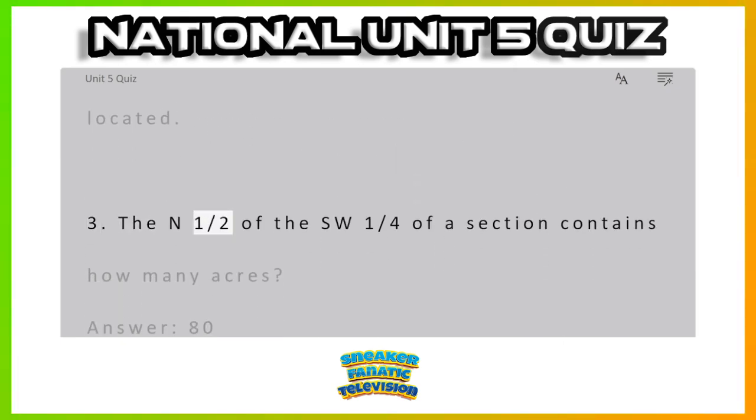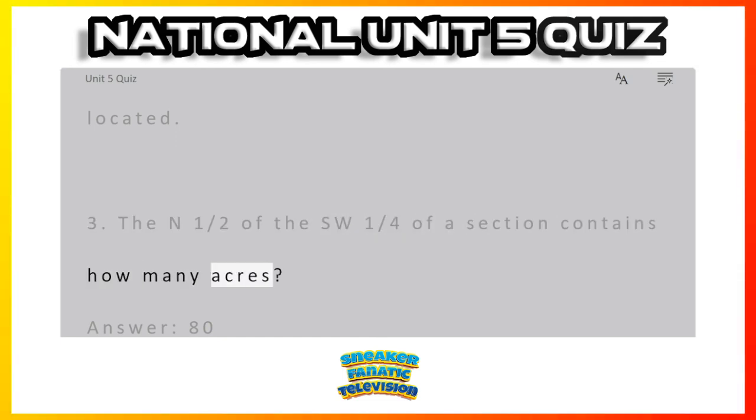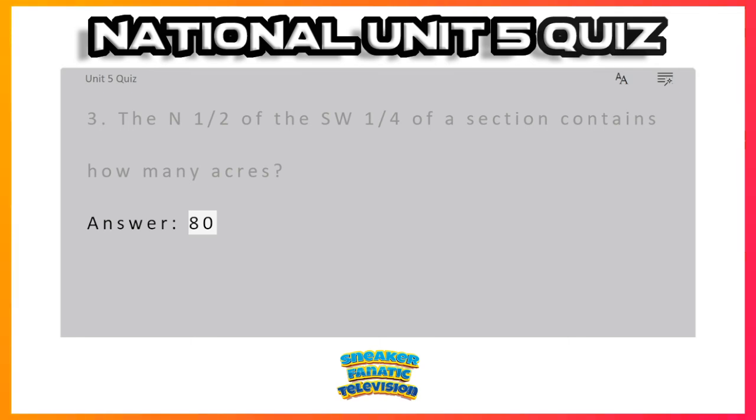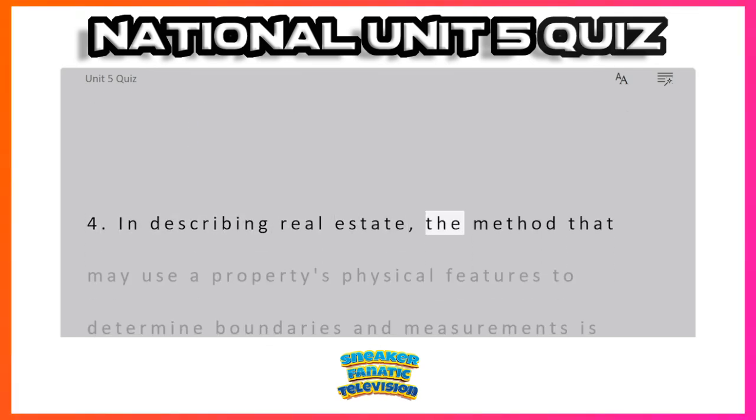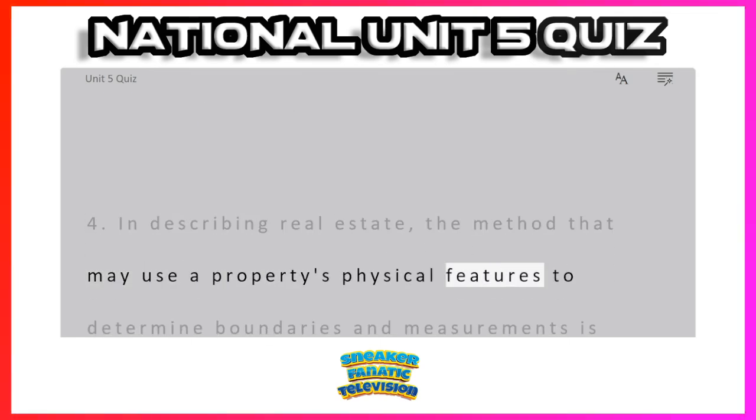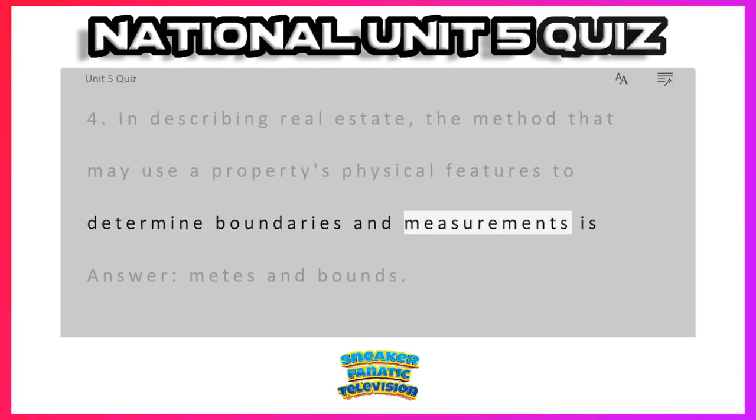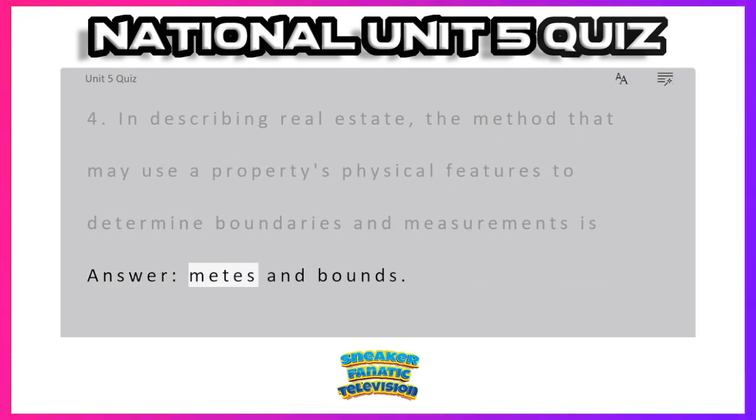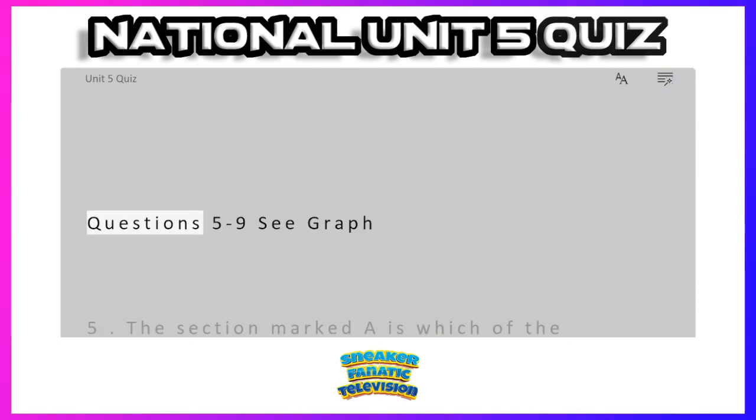3. The N1/2 of the SW 1/4 of a section contains how many acres? Answer: 80. 4. In describing real estate, the method that may use a property's physical features to determine boundaries and measurements is. Answer: metes and bounds. Questions 5 to 9, see graph.